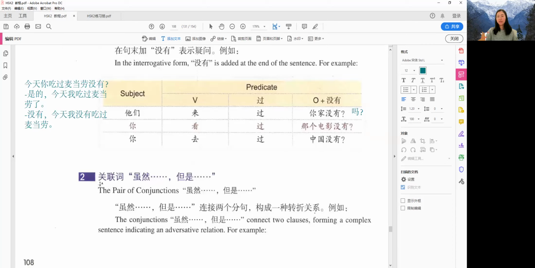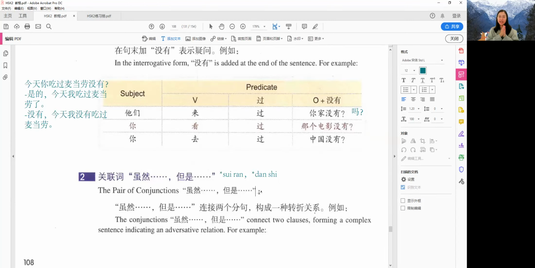And then the second note, we are going to take a look at the conjunctions. 虽然，但是. Very good. So the pinyin over here, 虽然 suī rán, this means although, right? Although. And then the other one, 但是 dàn shì, they are both fourth tone. 但是, very good.